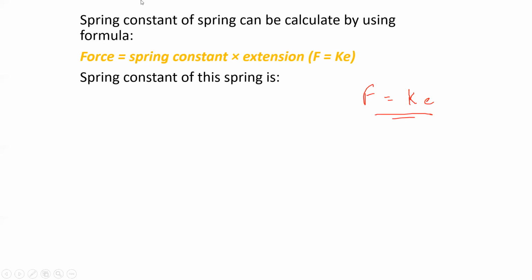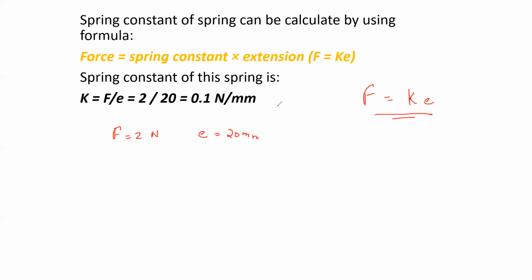If I apply a force of 2 Newton and it produces an extension of 20 millimeter, what is the spring constant here? F equals K E. F is the force, which is 2 here. K is the spring constant and E is the extension, which is 20. Since 20 is multiplied on one side, on the other side it will divide. So K equals F divided by E. So it will be 2 divided by 20, which equals 0.1 Newton per millimeter. It means we need a force of 0.1 Newton to produce 1 millimeter extension.